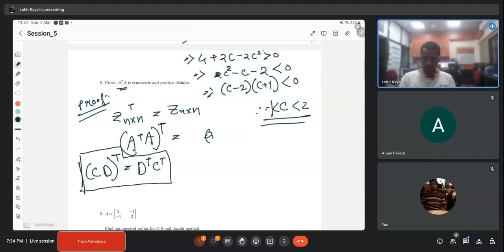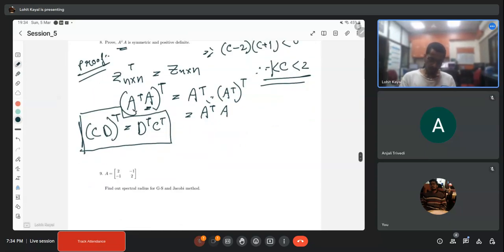Now this is A transpose A, A transpose A whole transpose. So this one will come first: A transpose into A transpose transpose. Now A transpose transpose is the same matrix A, so it will be A transpose A. So see that the transpose of this matrix is giving this matrix back. So this matrix is a symmetric matrix. So the first option is proved.